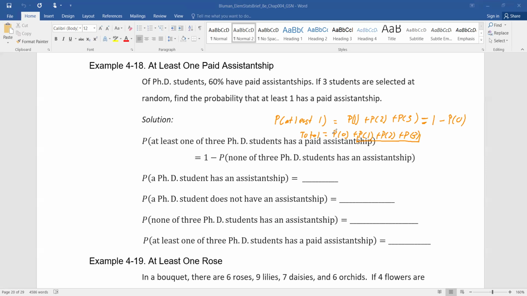So these are what you would call the sample outcomes. I can have no paid assistantships, one, two, or three paid assistantships. If I take this total to add these up, I could be here for a while. Instead, I could just find the probability of none, take it away from one, and I'll be left with the probability of all three of those in just one step. So here we go.